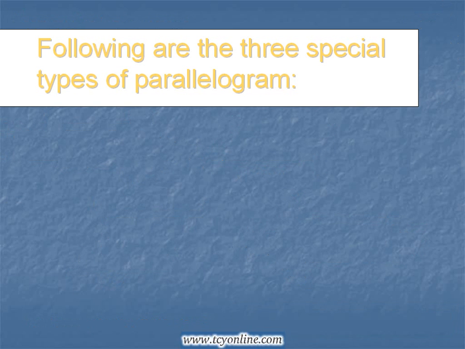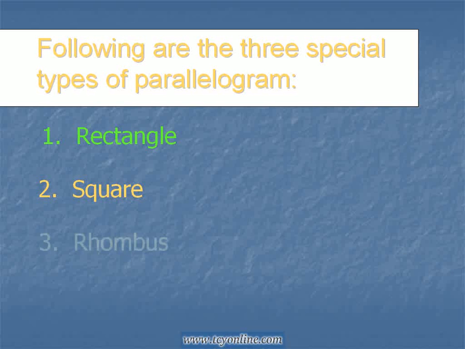Following are the three different types of parallelogram. First is rectangle. Second is square. Third is rhombus.